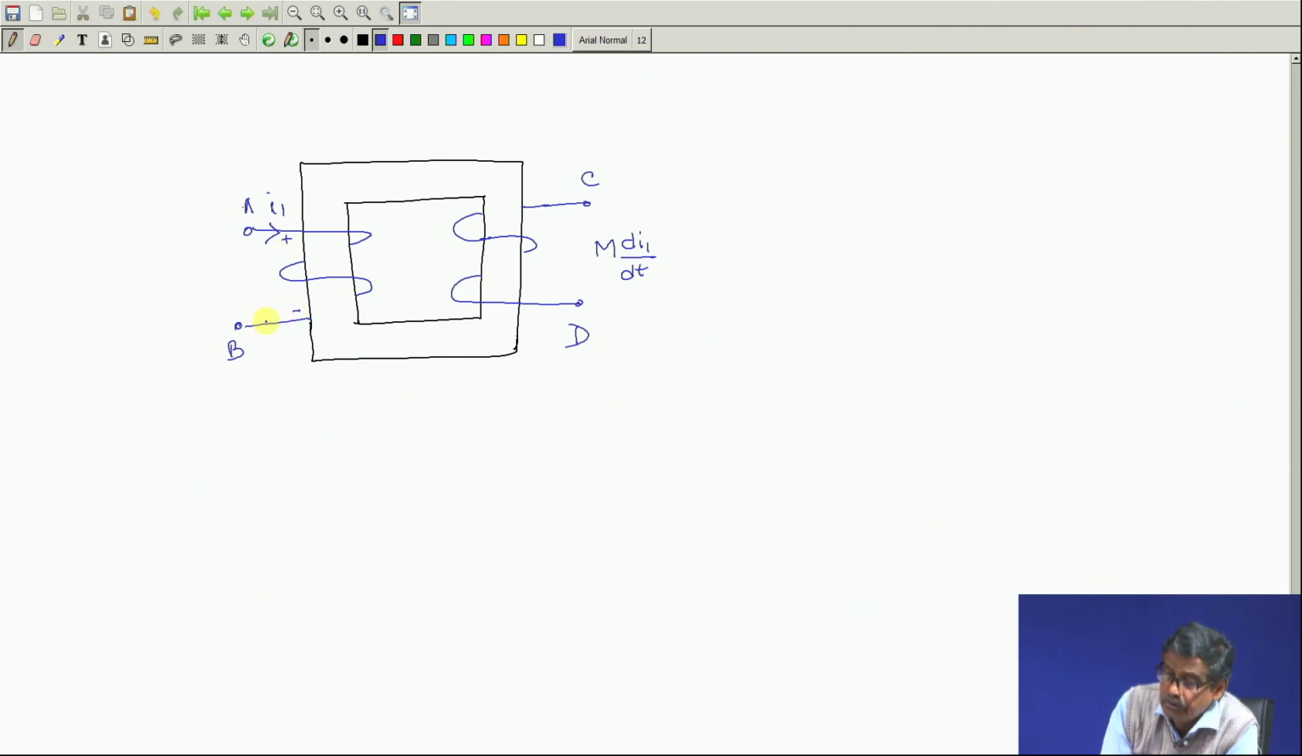I ask you, where should I put the dot, the instantaneous plus? Once again I go from the basics. Suppose you assume only two possibilities are there, either this is plus or this is minus. Suppose plus. If this is plus and this EMF is allowed to pass some current through some secondary circuit, then the direction of the current will be like this.